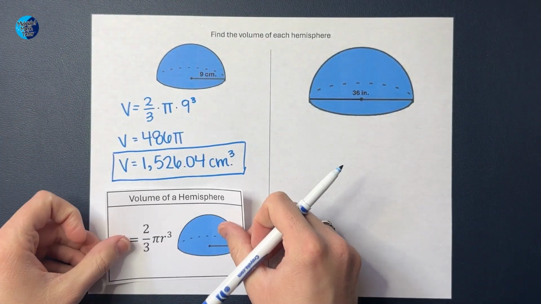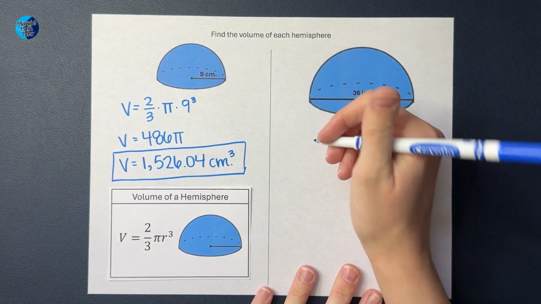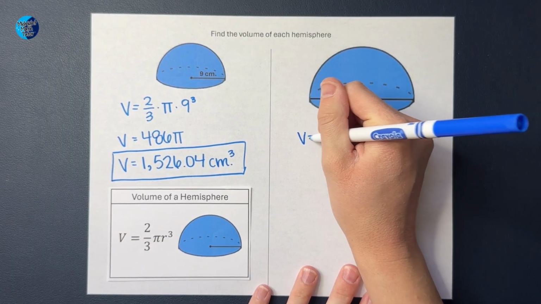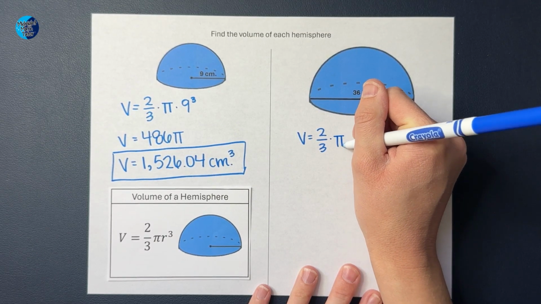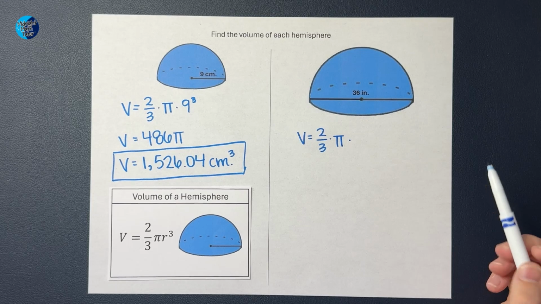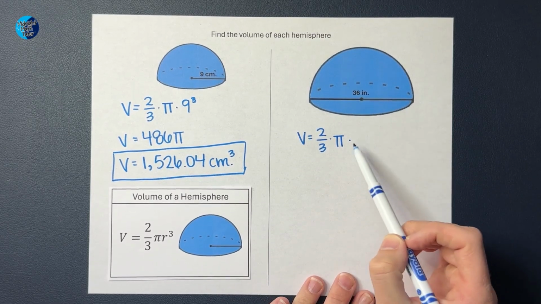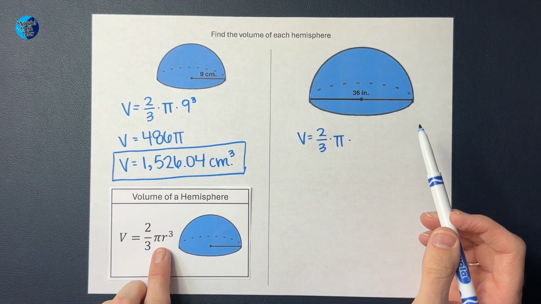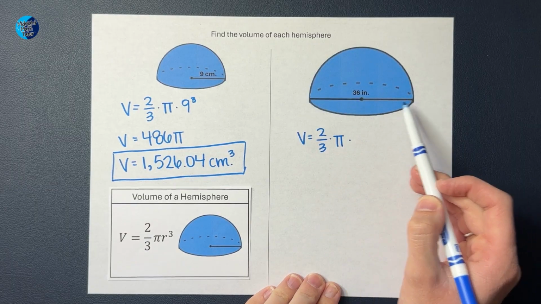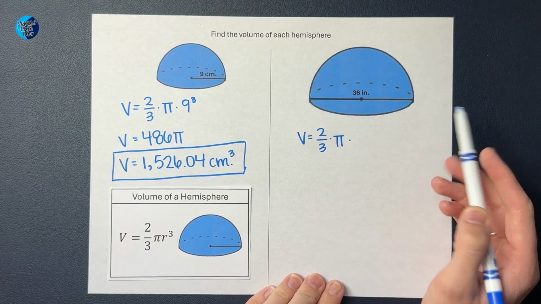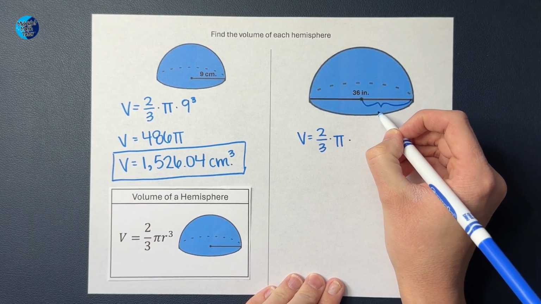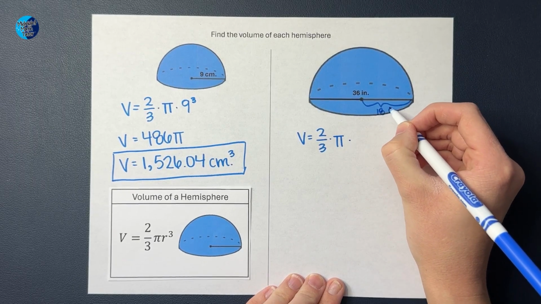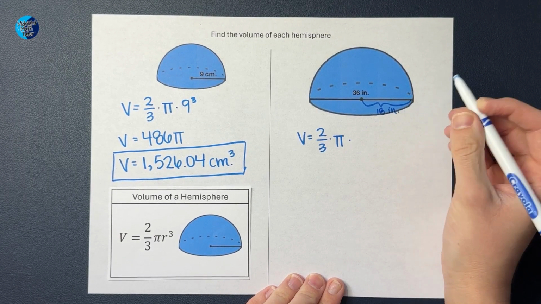Okay, let's look at our second one. To find the volume of this hemisphere, we are going to do the same thing: 2/3 times pi times the radius cubed. Now, you might want to just write 36 cubed, but I want the radius. This one is all the way across. That's my diameter. I just want the radius, which is half of this. So half of 36 is 18. So my radius is 18 inches.